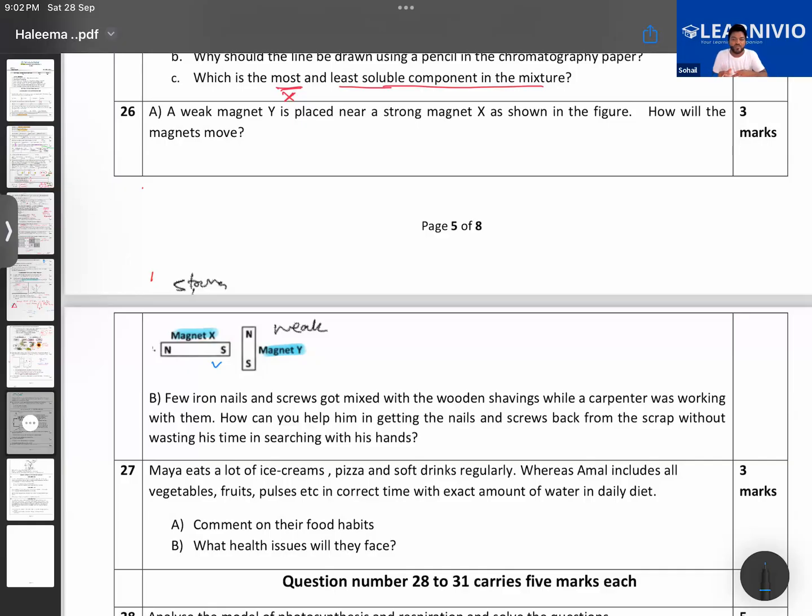The strong magnet will be pulling the weak magnet towards it. So the weak magnet will be pulled towards the strong magnet. That is one thing.